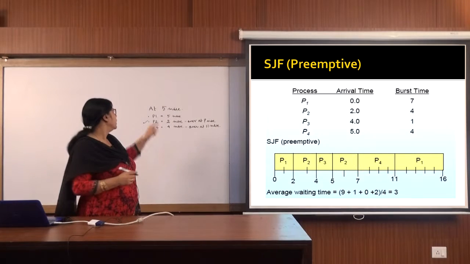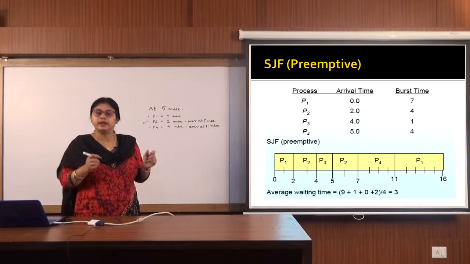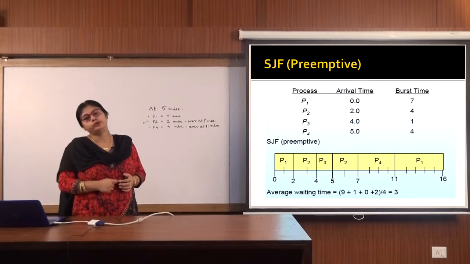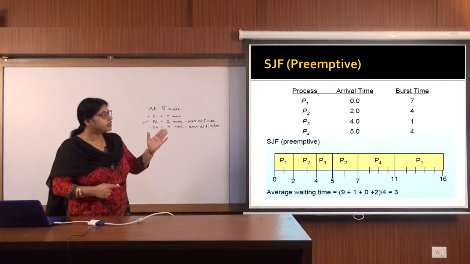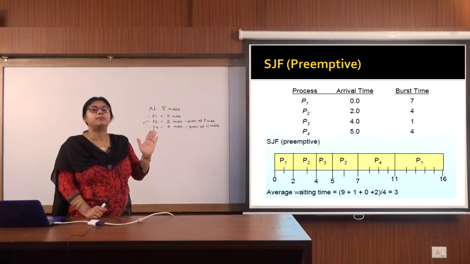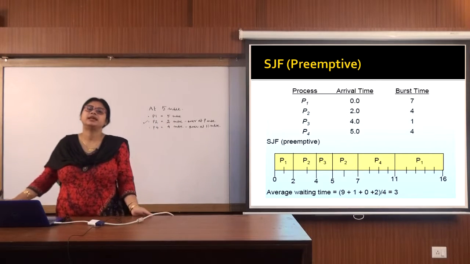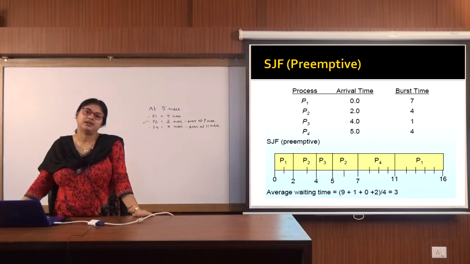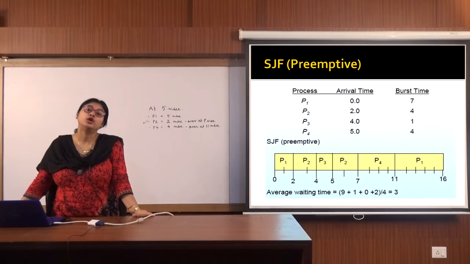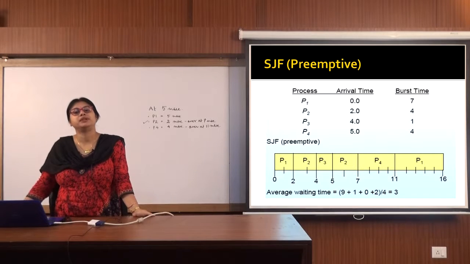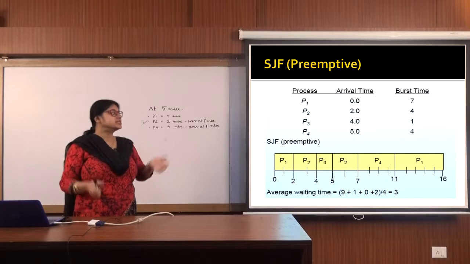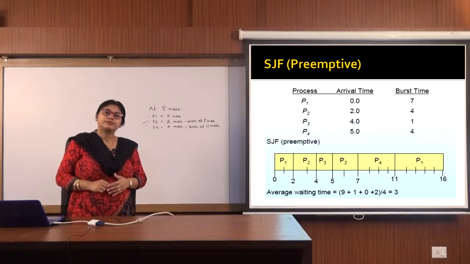Now I am having only P1 in my hand in the ready queue with 5 millisecond time period. So I have to allow P1 to run next inside the CPU. It will start working at 11 millisecond time period and will be completed after 5 millisecond, that is at 16 millisecond time period. Again, all these 4 processes are taking total 16 millisecond time period to be completed. And see, the total burst time is again 16, 7 plus 4 plus 1 plus 4.